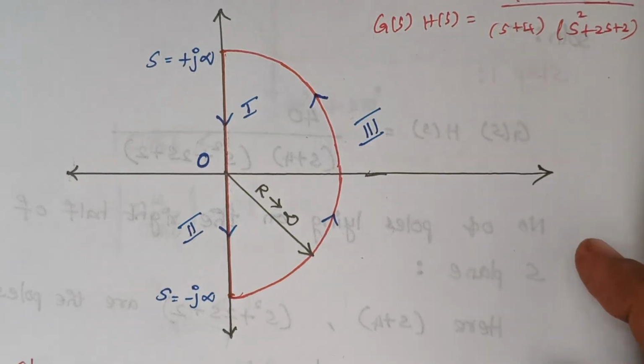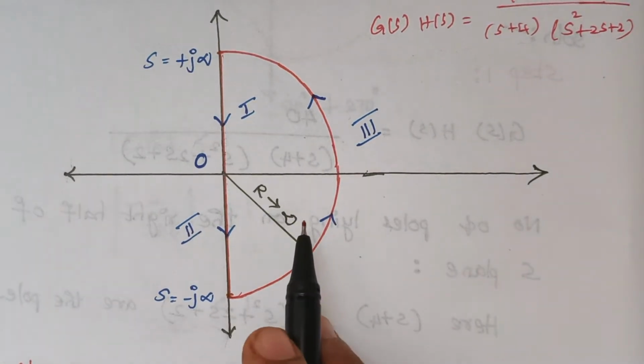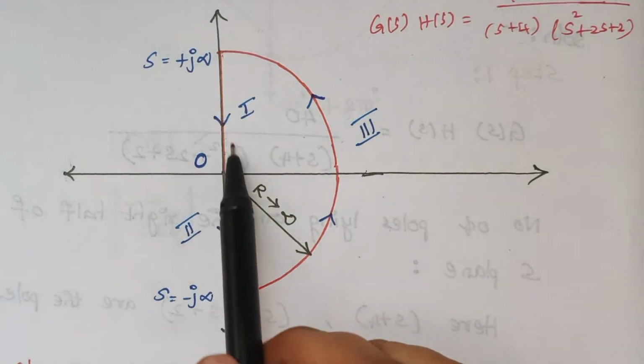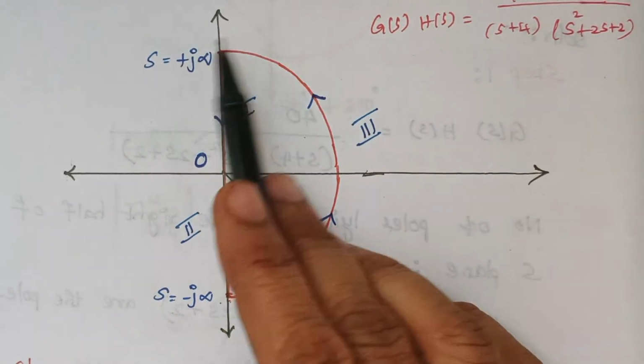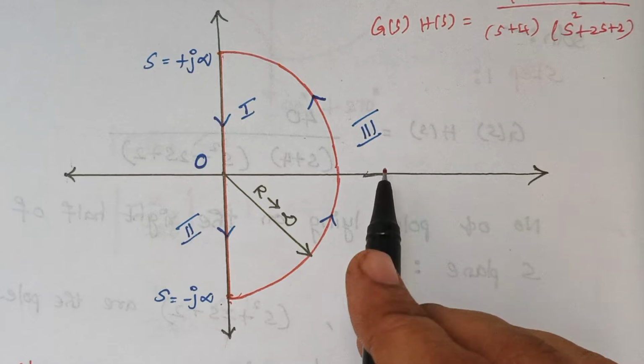Right. So now we are going to divide this plot into different sections. This is section 1, this is section 2 and finally this is section 3.